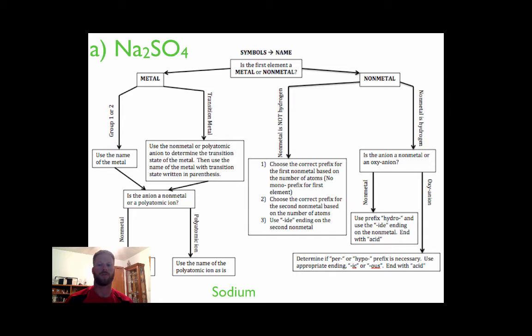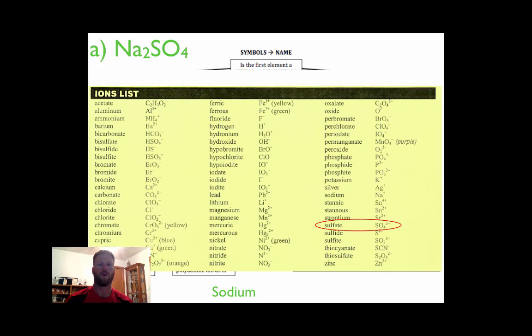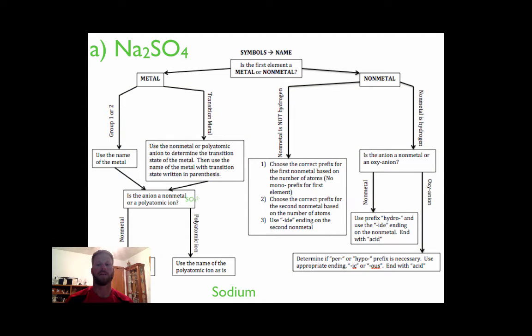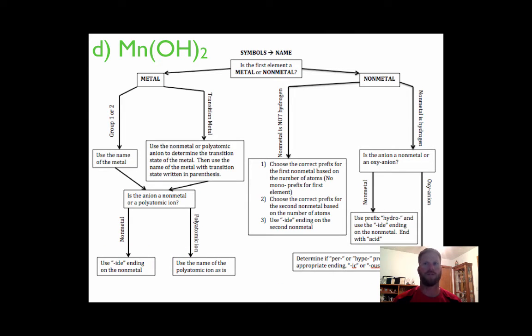So when we follow the path, we see that all we have to do is remember, or look it up for right now, the name of the polyatomic ion. SO4 2- is sulfate ion. The name of our compound is sodium sulfate. Pause the video and try B through K on your own. D and J will flow through the chart as you start the video, and the rest of the answers will be given to you.